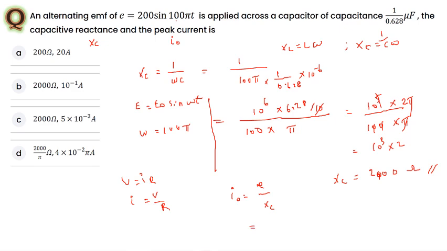The E value they have given is E naught. See, I naught means this is E naught. So E naught value here is 200 divided by XC value, which we already got, that is 2000. So this will be cancelled over here, that is 1 divided by 10. So here is 10 power minus 1 ampere. So the answer for I naught, the peak current here, is 10 power minus 1 ampere, and capacitive reactance here is 2000 ohms. So the answer here is this one.